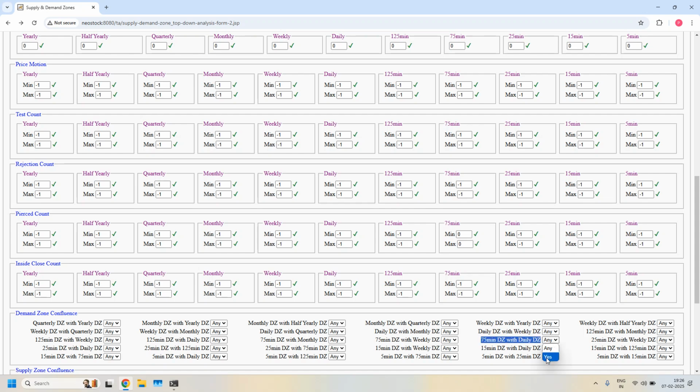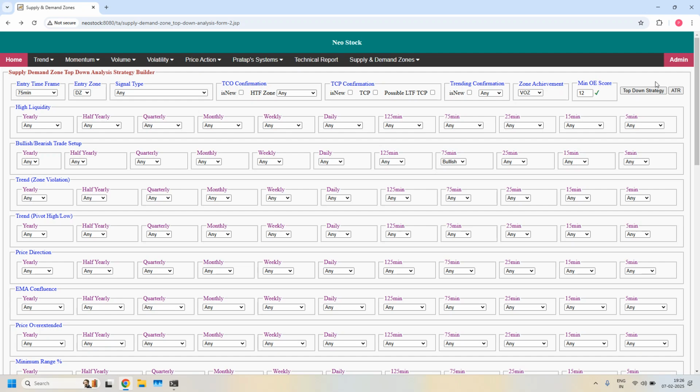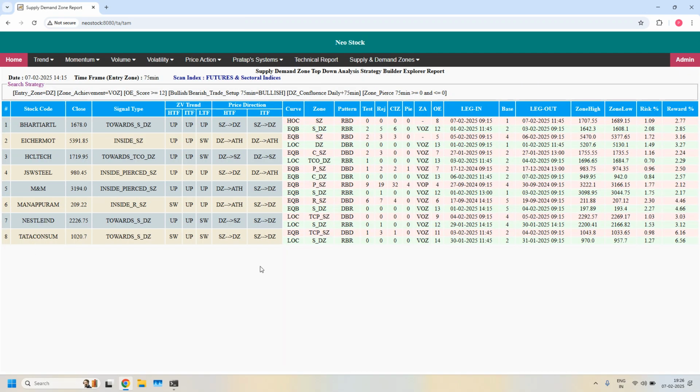I am enabling the filter. With this filter, the list comes down to 8 stocks. So in all these 8 stocks, the 75 minutes demand zones are overlapped with daily demand zone. And daily trend is uptrend in all these stocks, ITF trend. Because the 75 minutes demand zone is part of the daily demand zone.